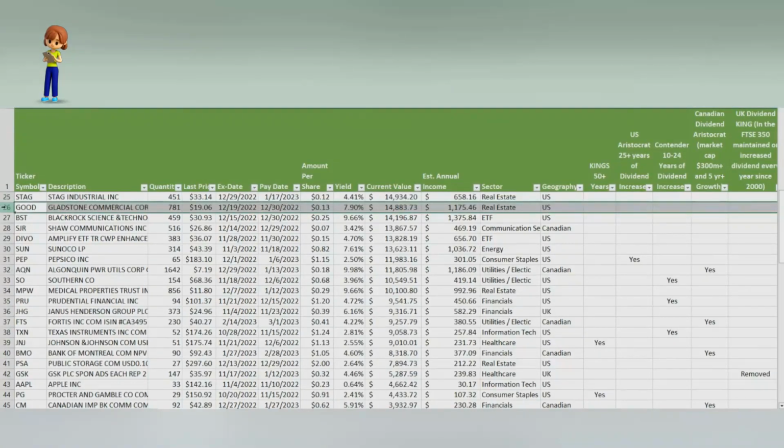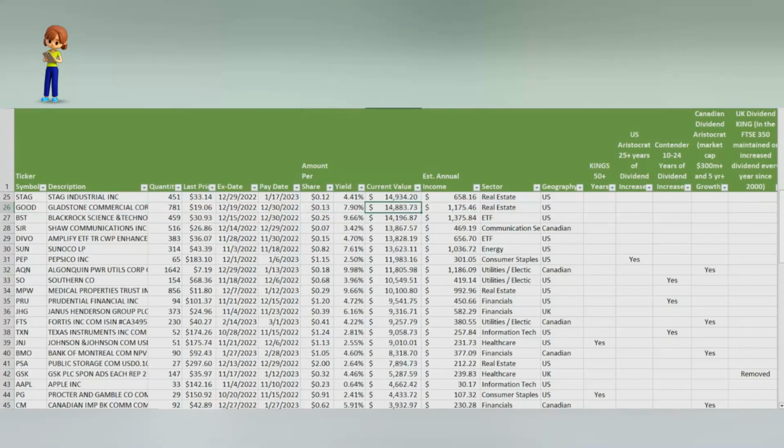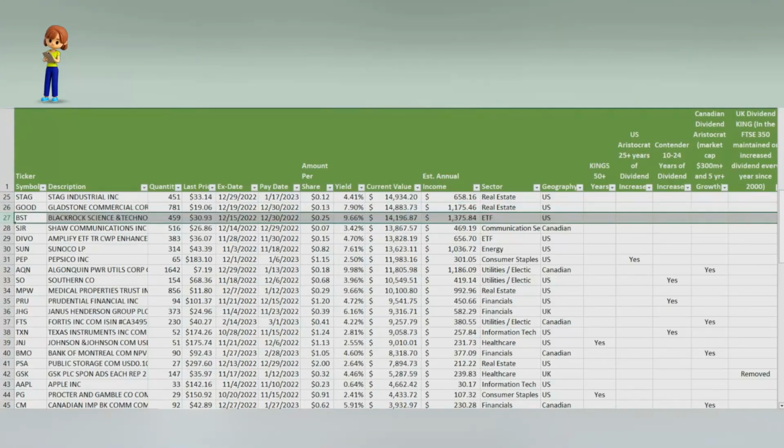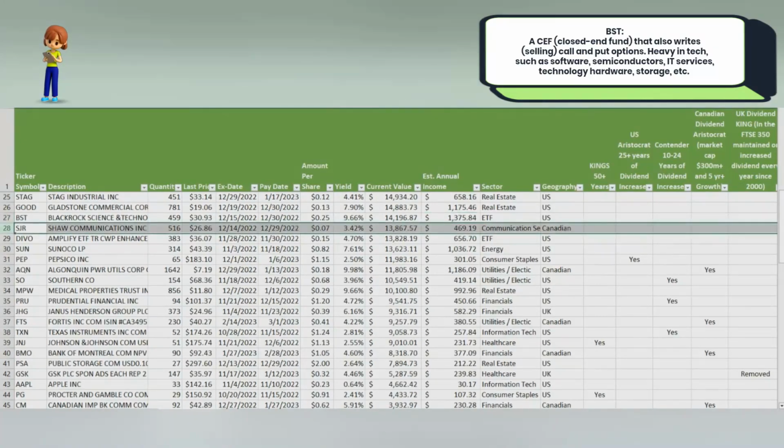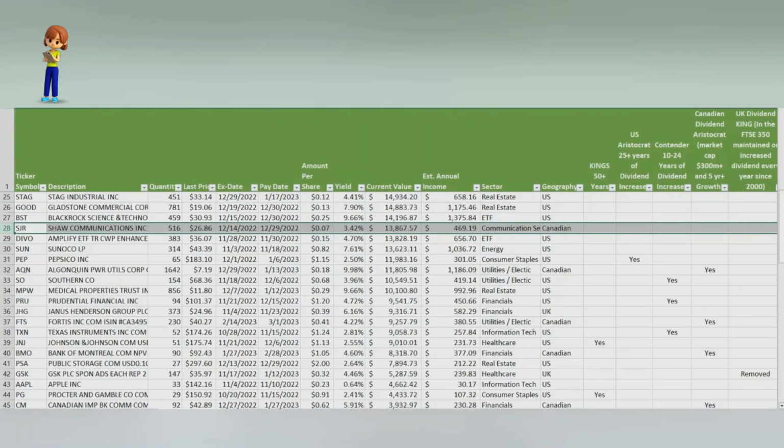And GOOD is yet another REIT with almost $15,000 there. It's generating just over $1,175. Next, I've got BST, and with its high 9.66% yield, I'm getting just over $1,375 from this ETF. Next is SJR, with just over 500 shares.